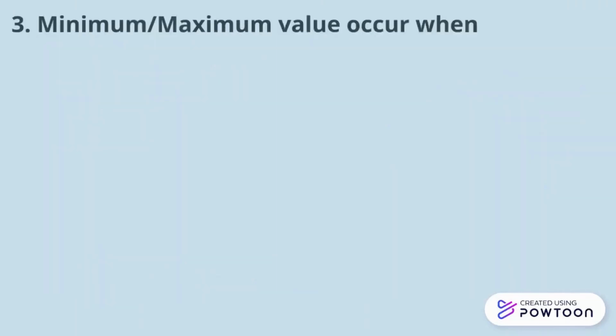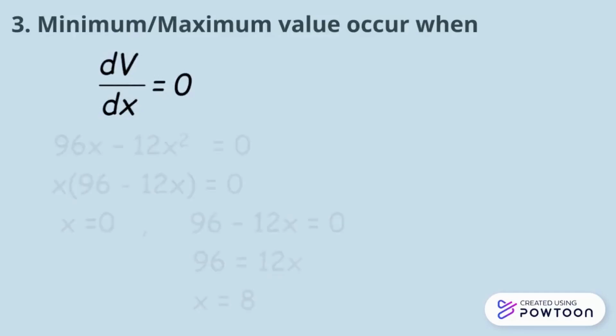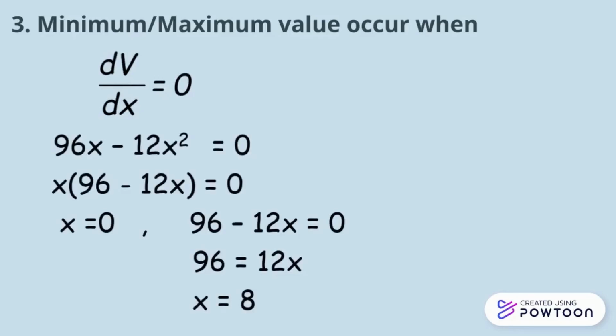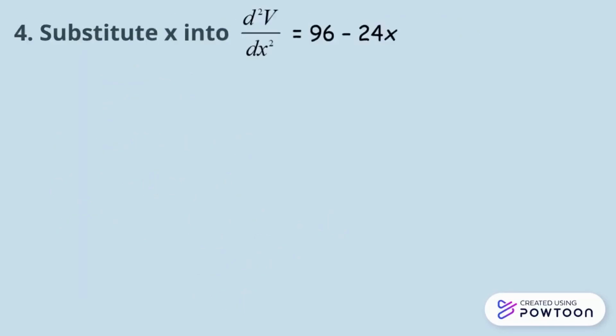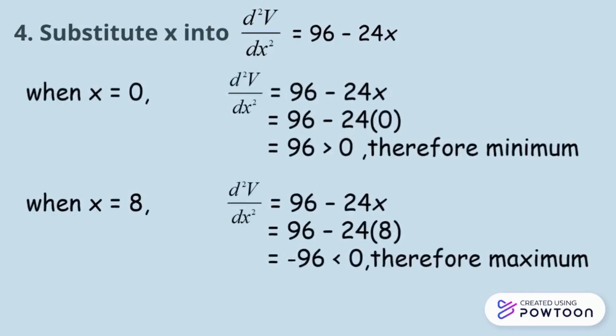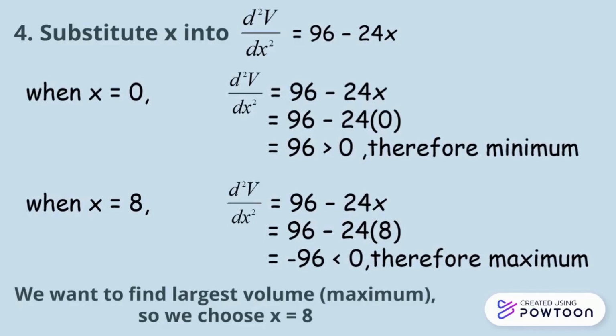Minimum and maximum value occur when dV over dx equal to 0, so we take the differentiation for volume, 96x minus 12x squared equal to 0, so we can get x equal to 0 and x equal to 8. Next, we substitute x into the second order derivative, that is 96 minus 24x. In this step, we can know that x equal to 0 is minimum value and x equal to 8 is maximum value. We choose x equal to 8 because we want to find the largest volume of the box.